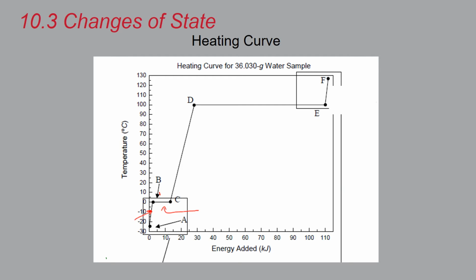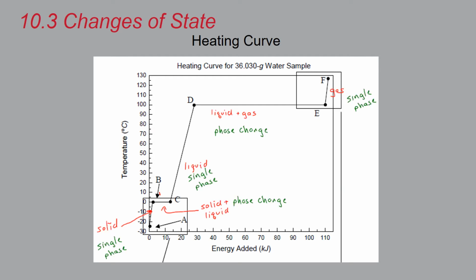And here's what you should have got. So again, when the temperature is increasing, that tells you that you've got a single phase. In this case, between negative 25 and 0 degrees, that's going to be solid ice. Between 0 and 100 degrees, that's going to be liquid. And between 100 and 125 degrees, that's going to be the gas.